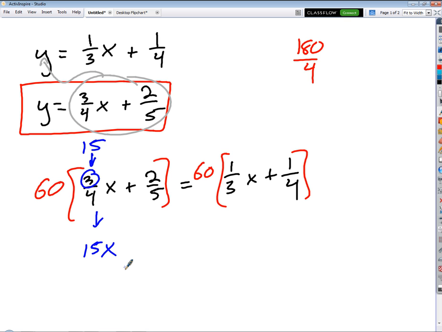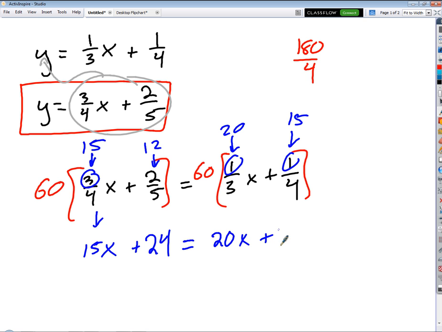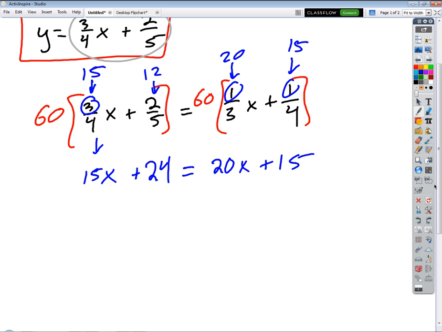60 divided by 5 is, what is that? 12. So 12 times 2 is 24. Okay. What about this side? 60 divided by 3? What's that? 20, you hearing it? Okay, 20 times 1 is just 20. I need my x though, right? And 60 over 4 we already did, that's 15 times 1 is 15. That's easy, right?